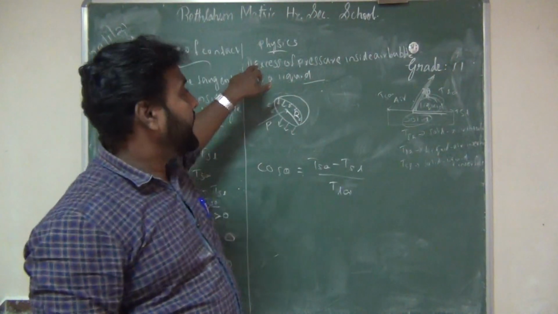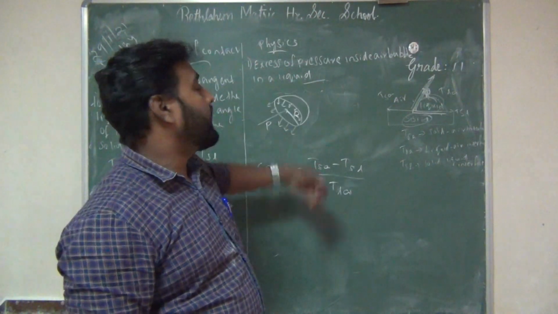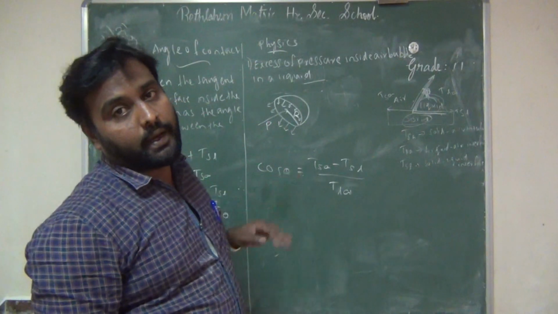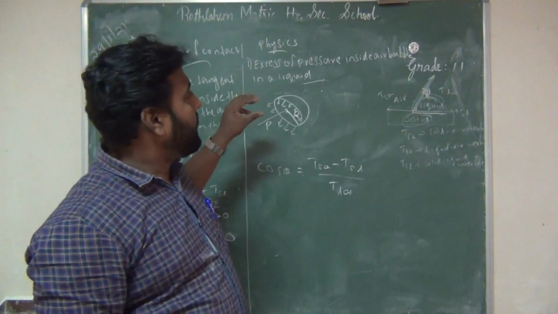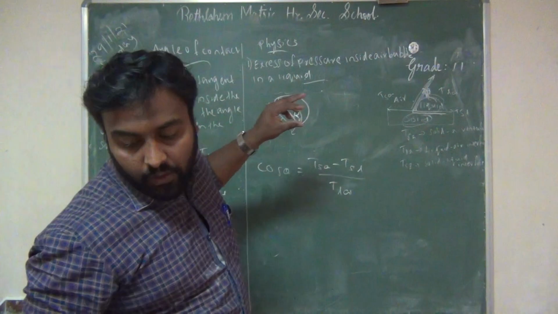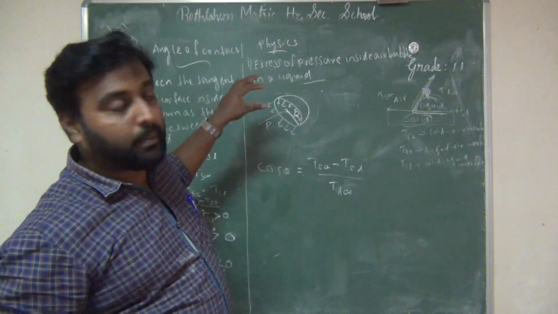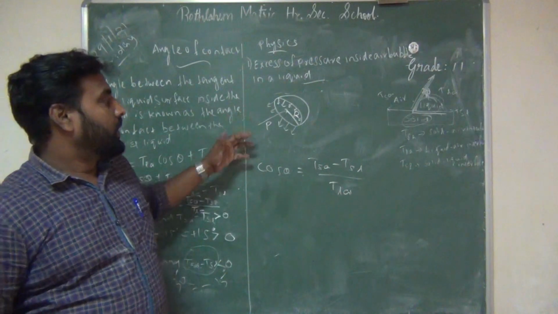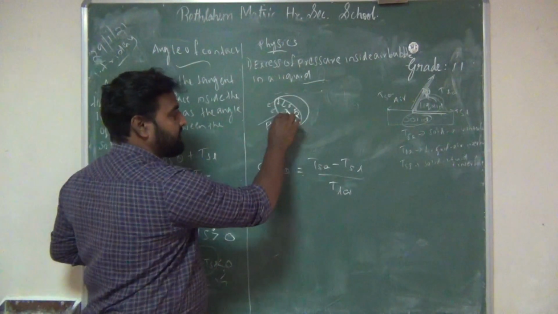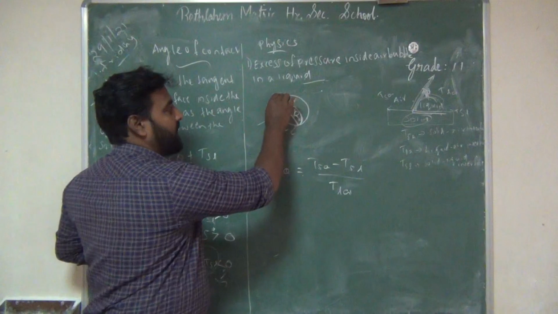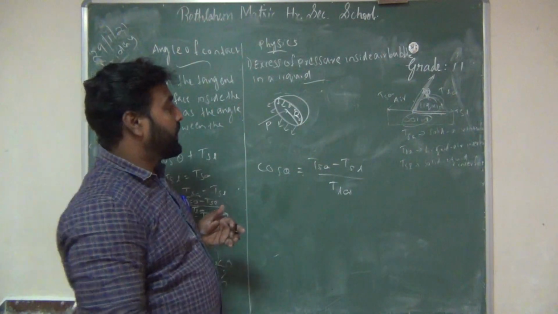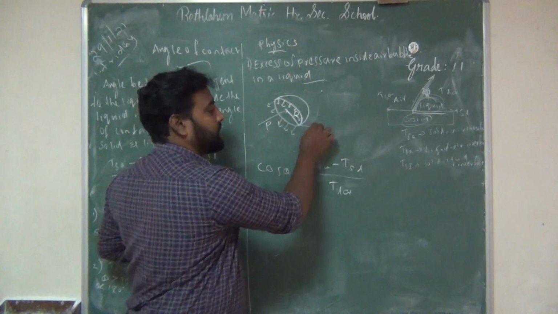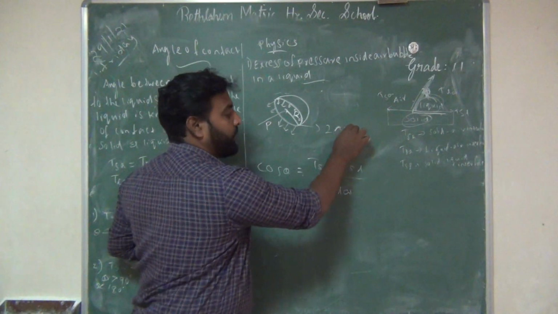First one is the excess pressure inside an air bubble in a liquid. You can see the diagram. Here there is a rim, which is of circular shape. We know the circumference of this rim is 2 pi r.